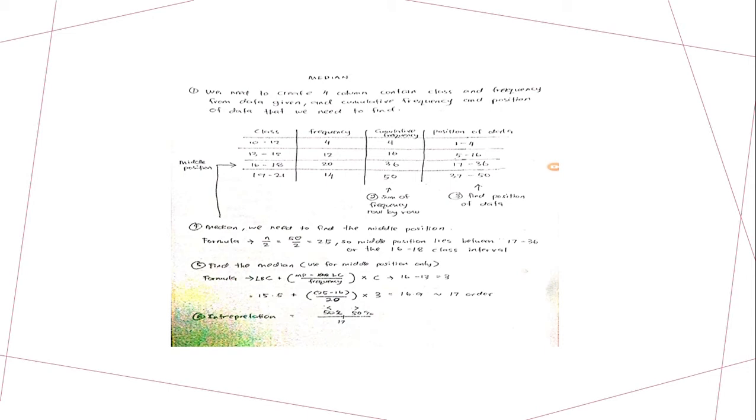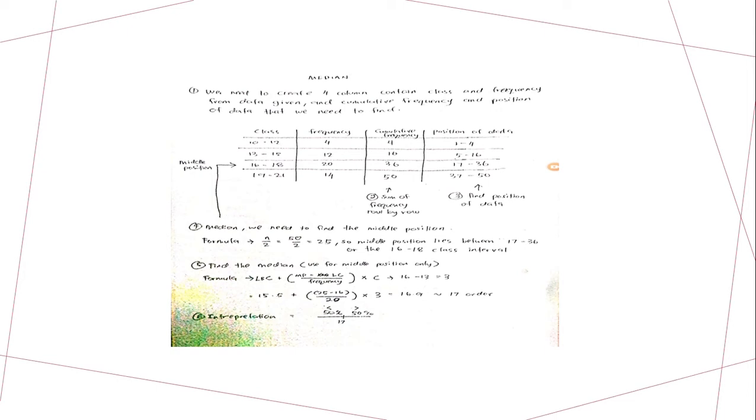Okay, so for the median, we need to find the median position. So in order to find the median position, we need to calculate the frequency column, which is 4 plus 12 plus 20 and 14. So we get 50, and we divide it by 2, so we get 25. So the median position lies between 17 till 36, because 25 is between those positions of data. So it means our class interval is 16 till 18.